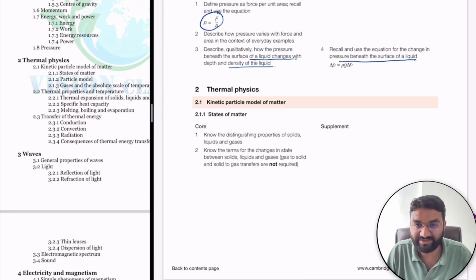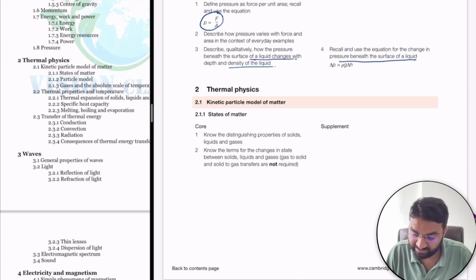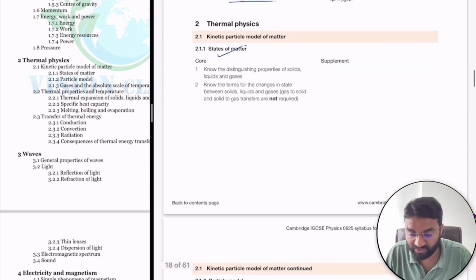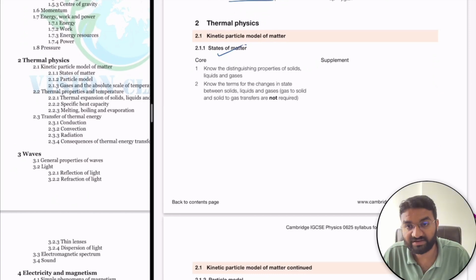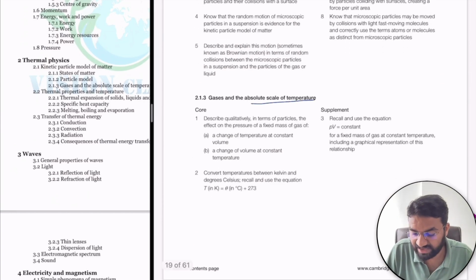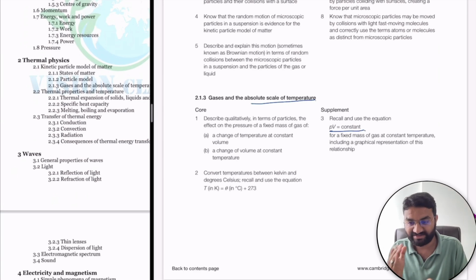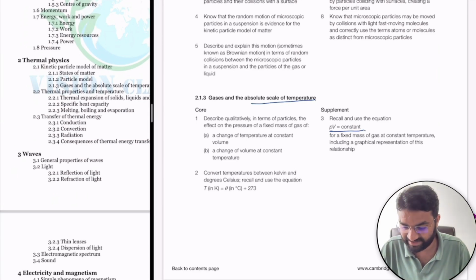So coming back to the thermal physics part, we have 3 topics. First one, the kinetic particle model of matter: states of matter, solid, liquid, gases. We have to understand how matter behaves when the temperature increases. Then gases and the absolute scale of temperature, so we have degree Kelvin and degree Celsius as temperature measurement units. Then next we have PV equal to constant, for extended students only, which you have to understand.